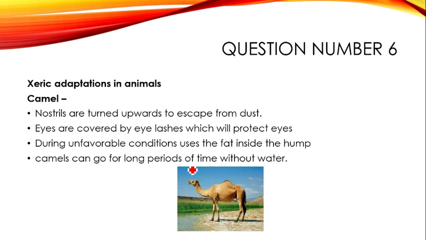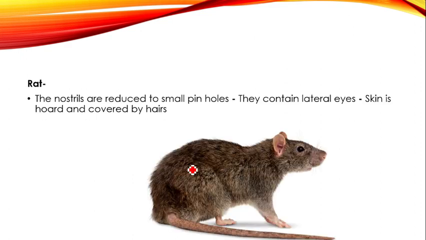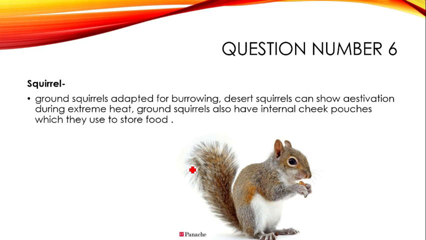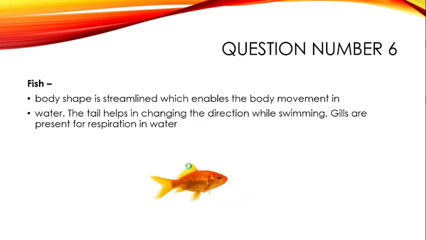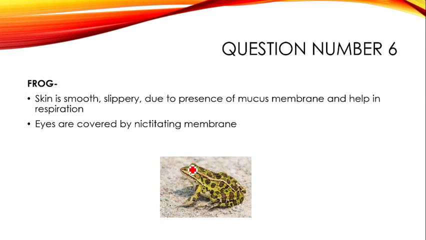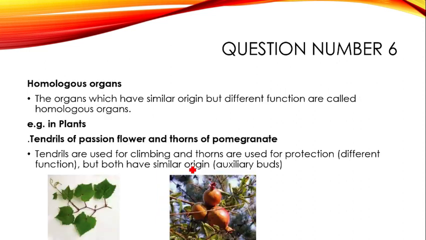Okay, next, adaptation in animals. Xeric adaptations are desert animals. For desert adaptations, they may give camel, rat, or squirrel. If they give squirrel, you have to write the points I have given for writing. If you want to write, you can write the same points also, no problem. Then here they may give prawn or fish, but they will not say the names. Simply they may give specimens or diagrams or slides. Then you have to identify and comment on it.